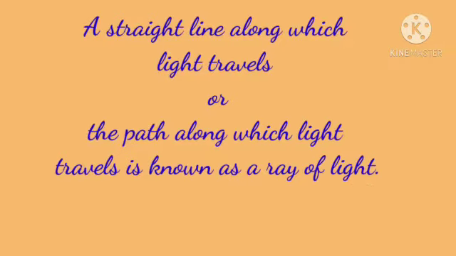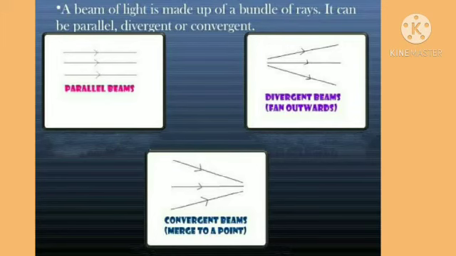So, a ray of light can be defined as a straight line along which light travels, or the path along which light travels. A beam of light is a group of rays, or you can define it as a bundle of light rays. Beam of light can be parallel, convergent, and divergent.